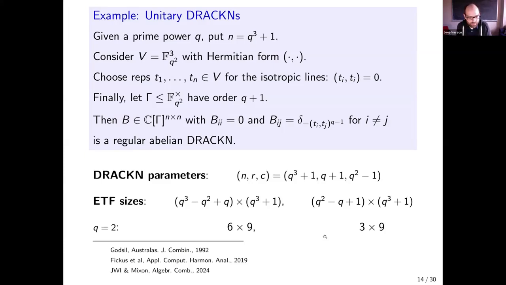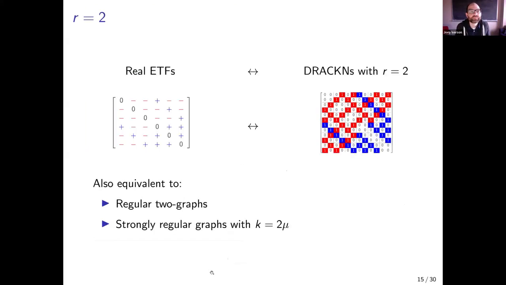Oh, this construction originally, and I didn't look it up to see, but this basically is a construction of Chris Godsil from 1992. It was rediscovered independently by Matt Fickus and Dustin and some other folks in 2019. And then Dustin and I found it again in 2024 when we were thinking about doubly transitive lines. And this specific description appears there. I just took it from our paper.